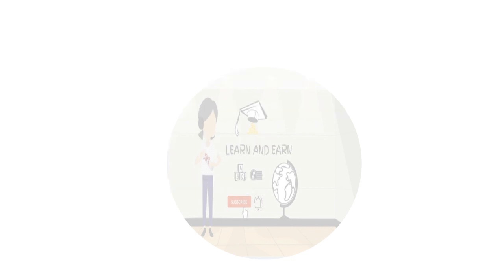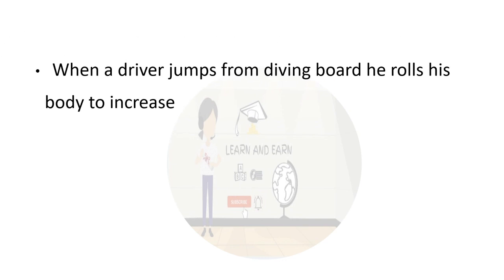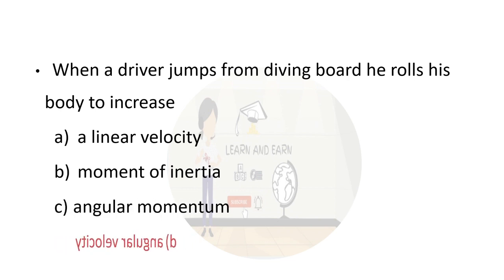The next MCQ is, when a diver jumps from a diving board, he rolls his body to increase his option A, linear velocity. Option B, moment of inertia. Option C, angular momentum. Option D, the right answer is angular velocity.